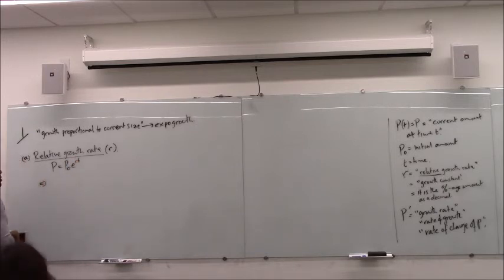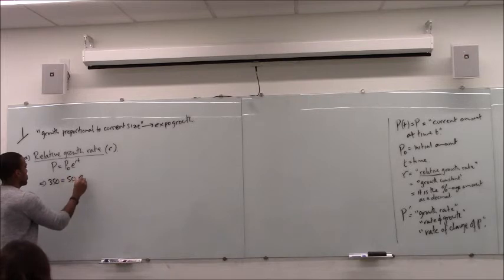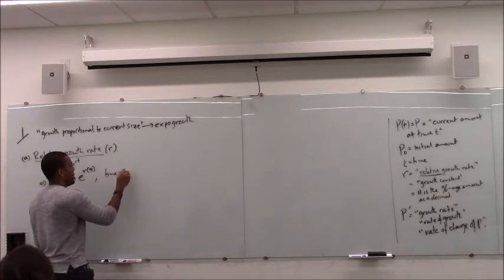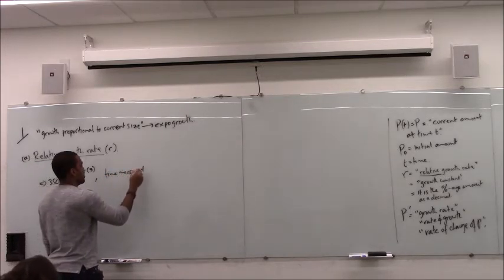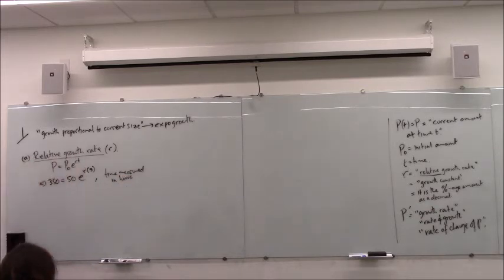Okay. Fill in what we know here. P is equal to 350. And then 50 is P naught. And then e to the R times 5. Alright, so here we're measuring time in hours. So you have all this information here. You know that if we started out with 50, when time hits 5, we have 350.